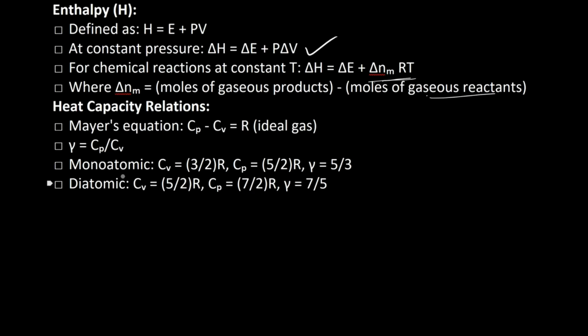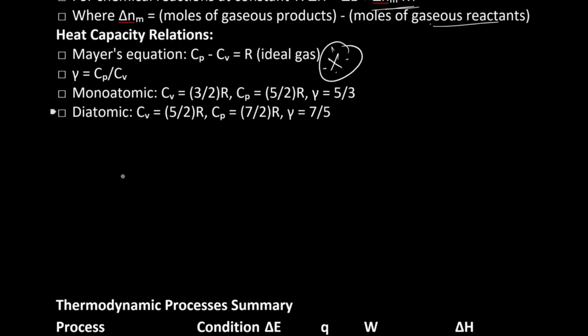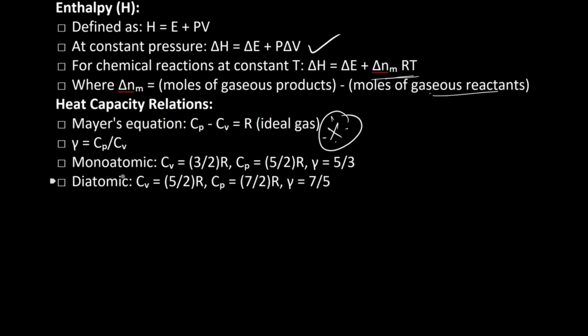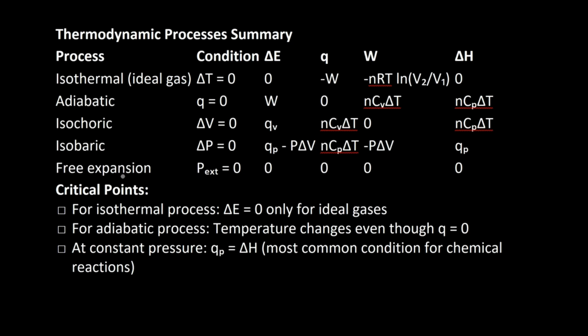And the heat capacity relation, this one is really important, the first one. Actually, all are important. The first one is super important. And for monoatomic gases, Cv is equal to 3/2 R, Cp is equal to 5/2 R. You can just take a screenshot of these equations, or else you can download the formula sheet from our website. Then this is the sign convention for thermodynamic processes. Just take a screenshot of it.